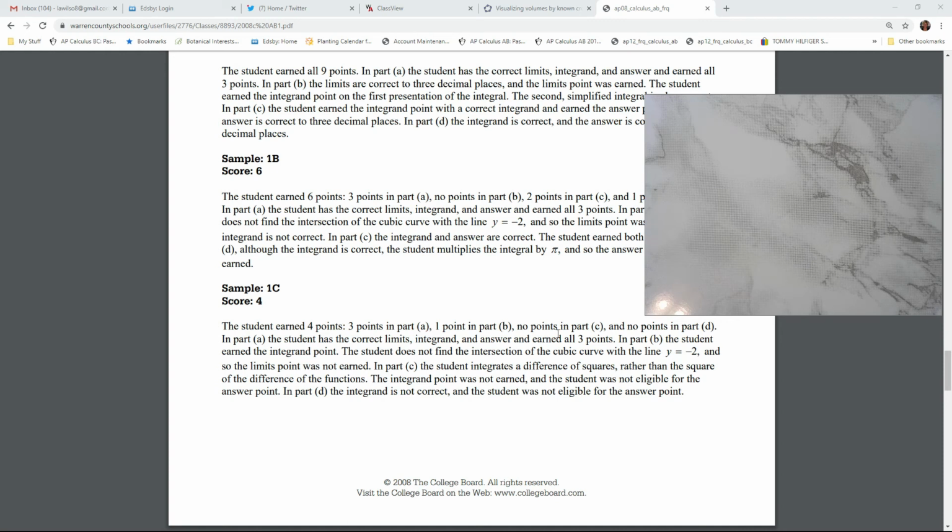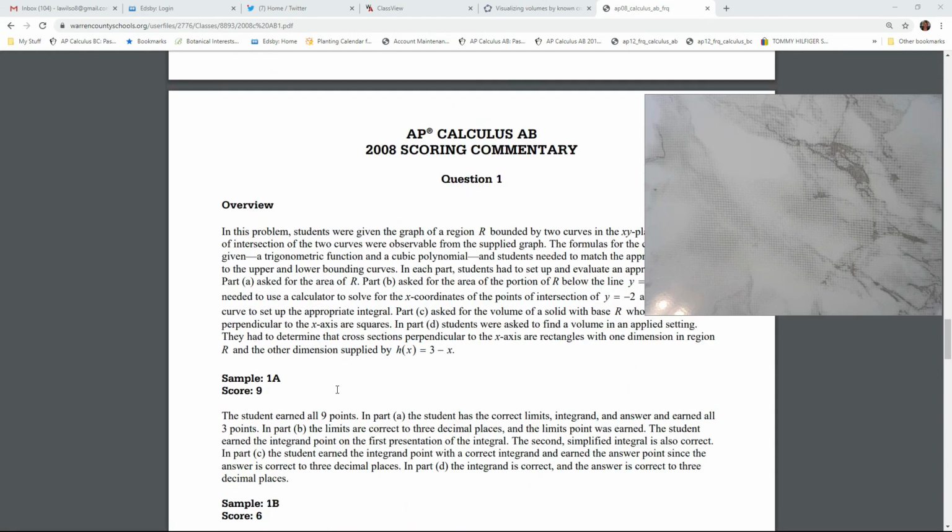No points in part C. In part C, student integrates a difference of squares rather than the square of the difference. The integrand point was not earned, and the student was not eligible for the answer point. Why? Because the student didn't round.